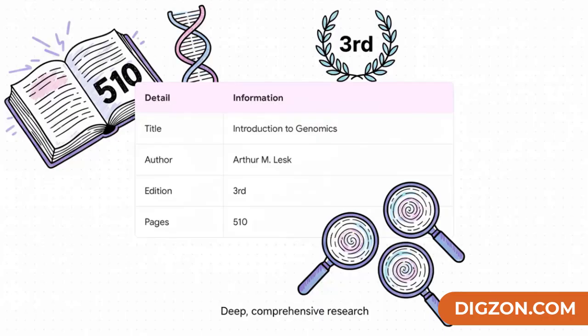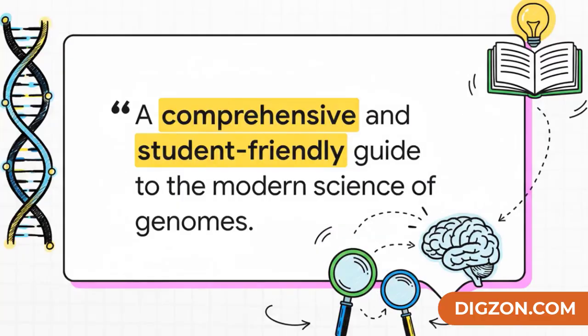So the guide we're diving into is the third edition of Introduction to Genomics by Arthur M. Lesk. And get this, it's 510 pages long. So yeah, this is not some light, quick overview. It's a seriously deep, comprehensive resource that's designed to give you a rock-solid foundation in the whole subject. And that really highlights the magic combination here. Comprehensive, that means it's got all the depth you need for a serious study. But student-friendly, that's the key. It means the ideas are actually broken down so you can understand them. It's built for learning, not just to sit on a shelf as a reference.